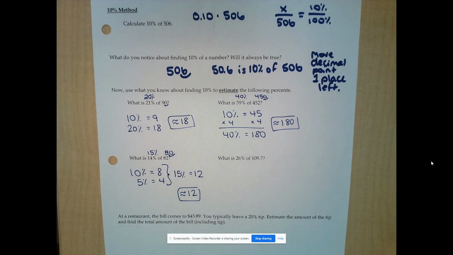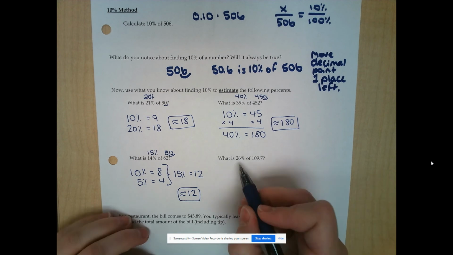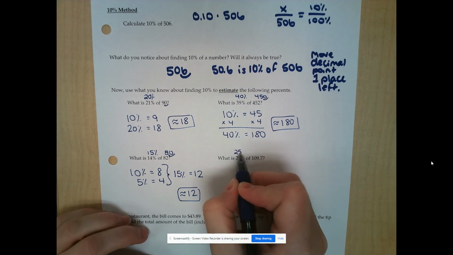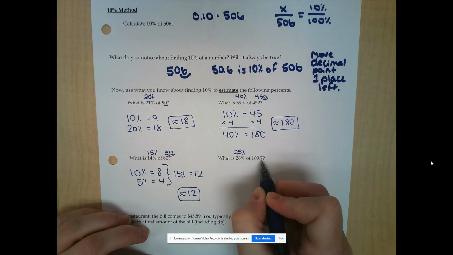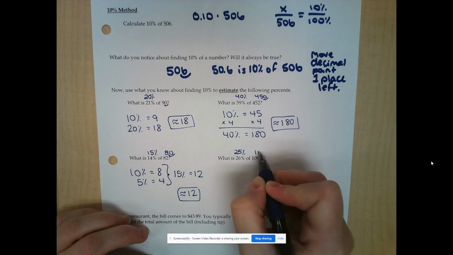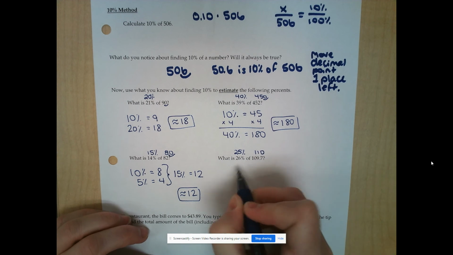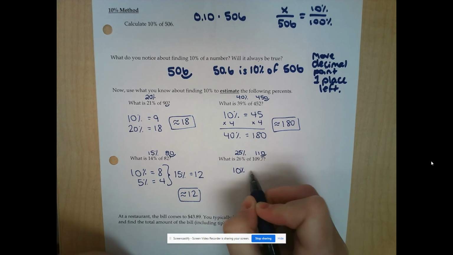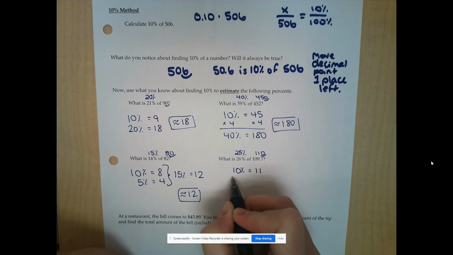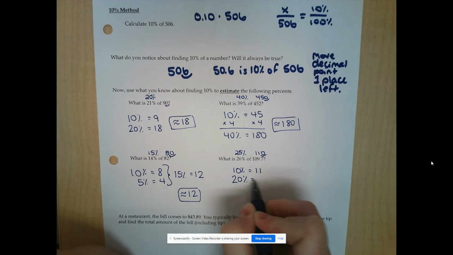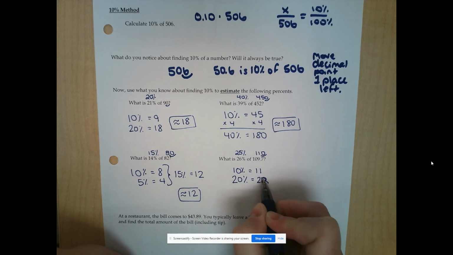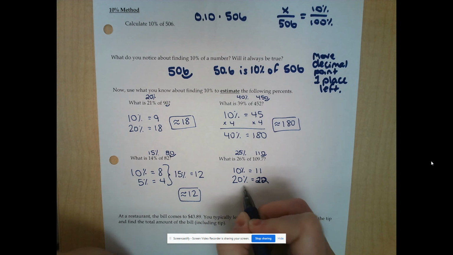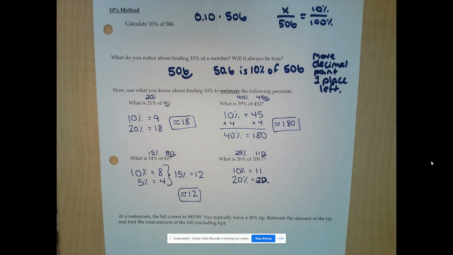So you can use the 10% method to estimate things that end in zeros. You can also use the 10% method to estimate things that end in 5s. So 26% is very close to 25%. 109.7, messy. I'm going to go with 110. So 25%. If I know 10% is found by moving one place, I could double it for 20%. 22. Now my problem here is I need to get 25%.